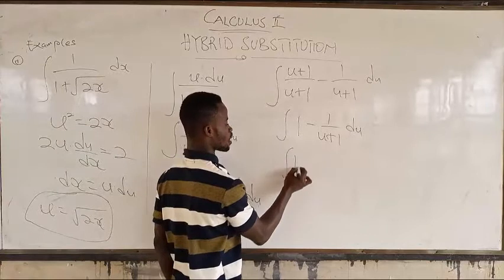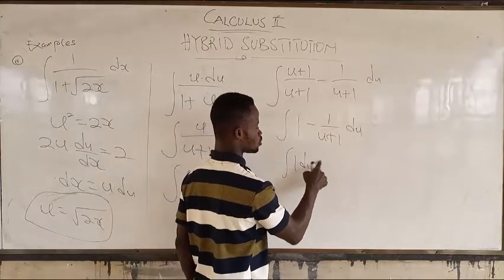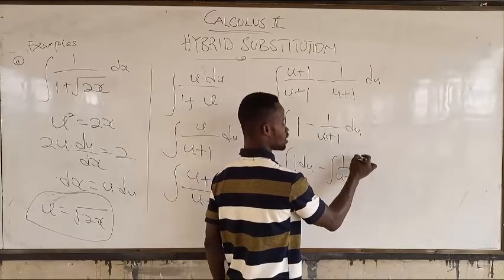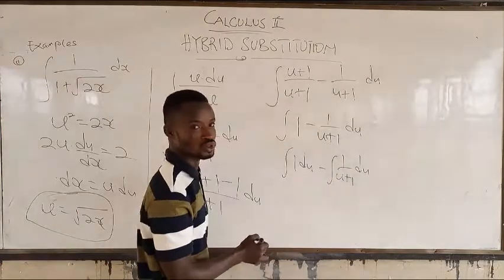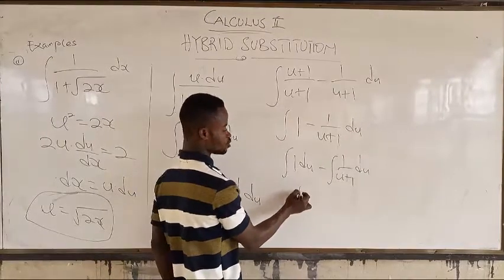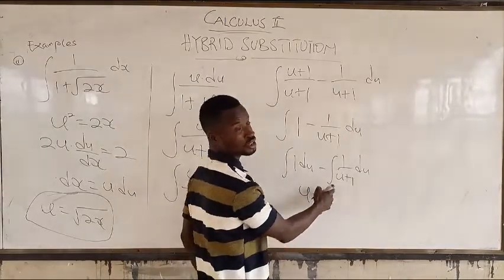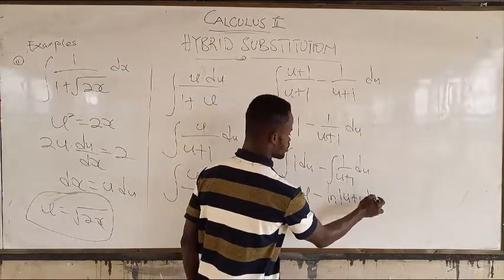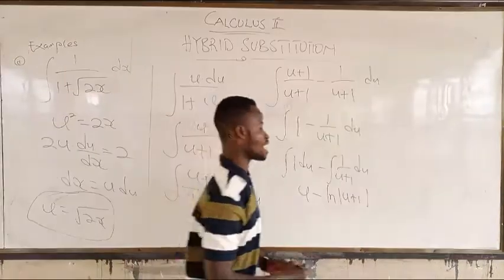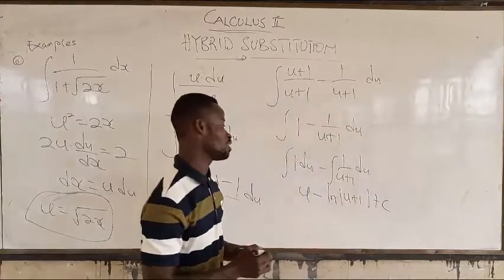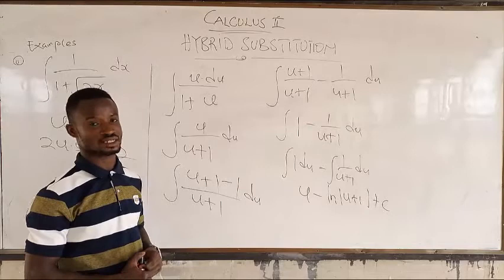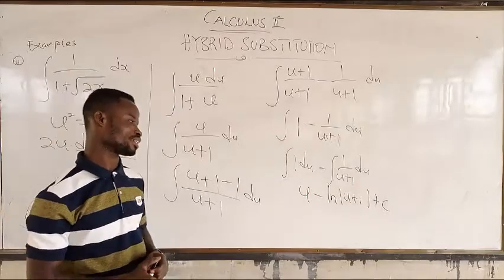So integrate 1 with respect to u minus integrate 1 over u plus 1 with respect to u. So when you integrate this, you get u minus. When you integrate this, you get ln of u plus 1, then you add plus c. It's very, very important. Don't forget your plus c after integration.